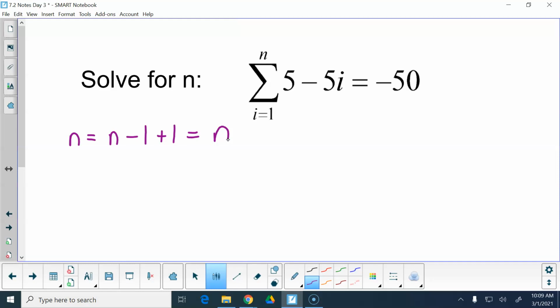Got to figure out the first term, right? How do I figure out the first term? From last week, how do we figure out the first term? Go ahead, you. Because that's the bottom number. Yep, so I put one into my rule, right? So 5 minus 5 times 1. 5 is 5, 5 times 1 is 5, 5 minus 5 is 0, so my first term is 0.